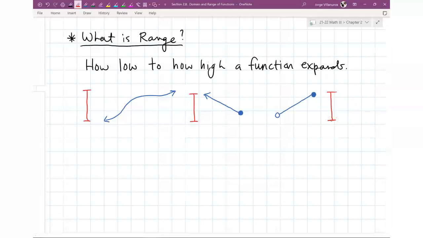Sometimes it's easy because you can literally see the beginning of the low part to the end of the high part. But if you see arrowheads, that usually means it keeps going on forever. What do we call it when something keeps going on forever? Infinity, right?